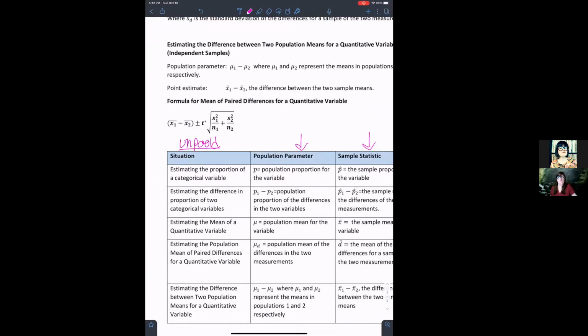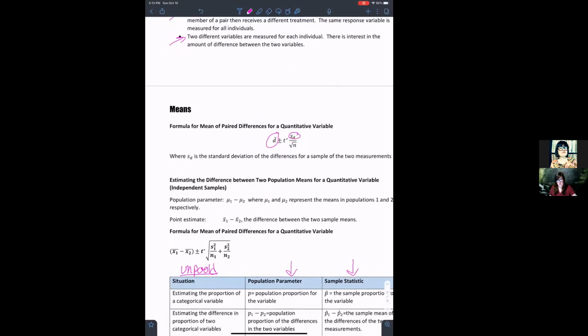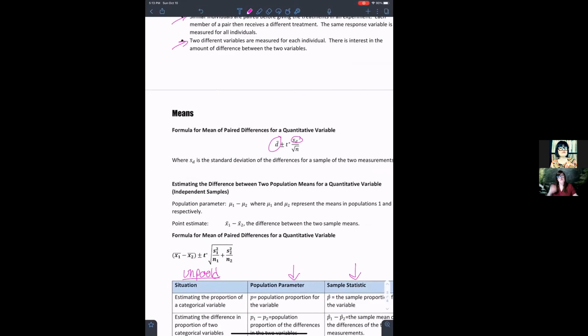I also want to note that with two population means, just like two population proportions, you don't need your samples to be the same size. You can have different sized samples. It's only when you pair your data up that your sample sizes must in fact be the same.